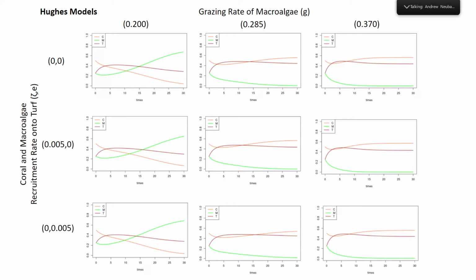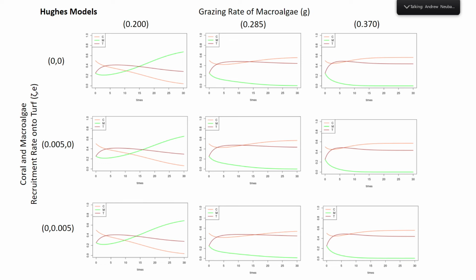On this slide, the vector fields above for the Hughes models can be visualized with the same rates of coral and macroalgae recruitment onto turf and the same grazing rates of macroalgae. As seen in each row, there is no significant change when coral and macroalgae recruitment onto turf is introduced. So in the first column, you can see that the macroalgae always dominates the system and the coral always dies out. In the second column, you can see that the coral always dominates the system and the macroalgae always dies out, with the remaining population being composed of turf.